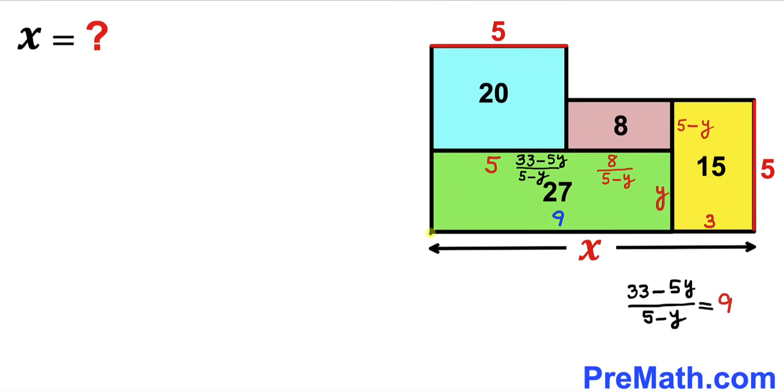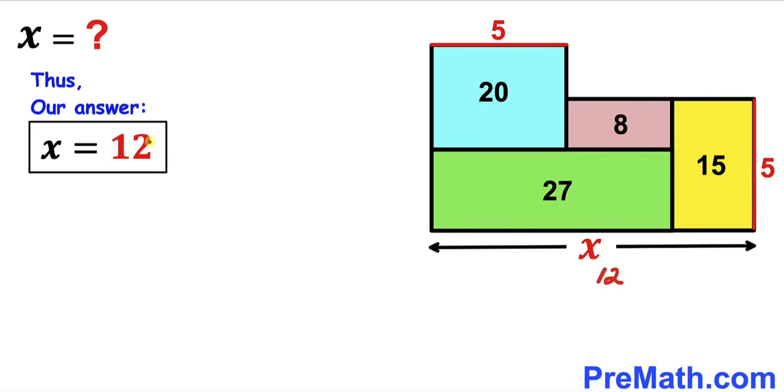And here's our final step. We can see that this length x is going to be equal to the sum of 9 plus this length 3 units. So therefore we can write x equals 9 plus 3. So therefore our x value turns out to be 12 units. And that's our final answer.